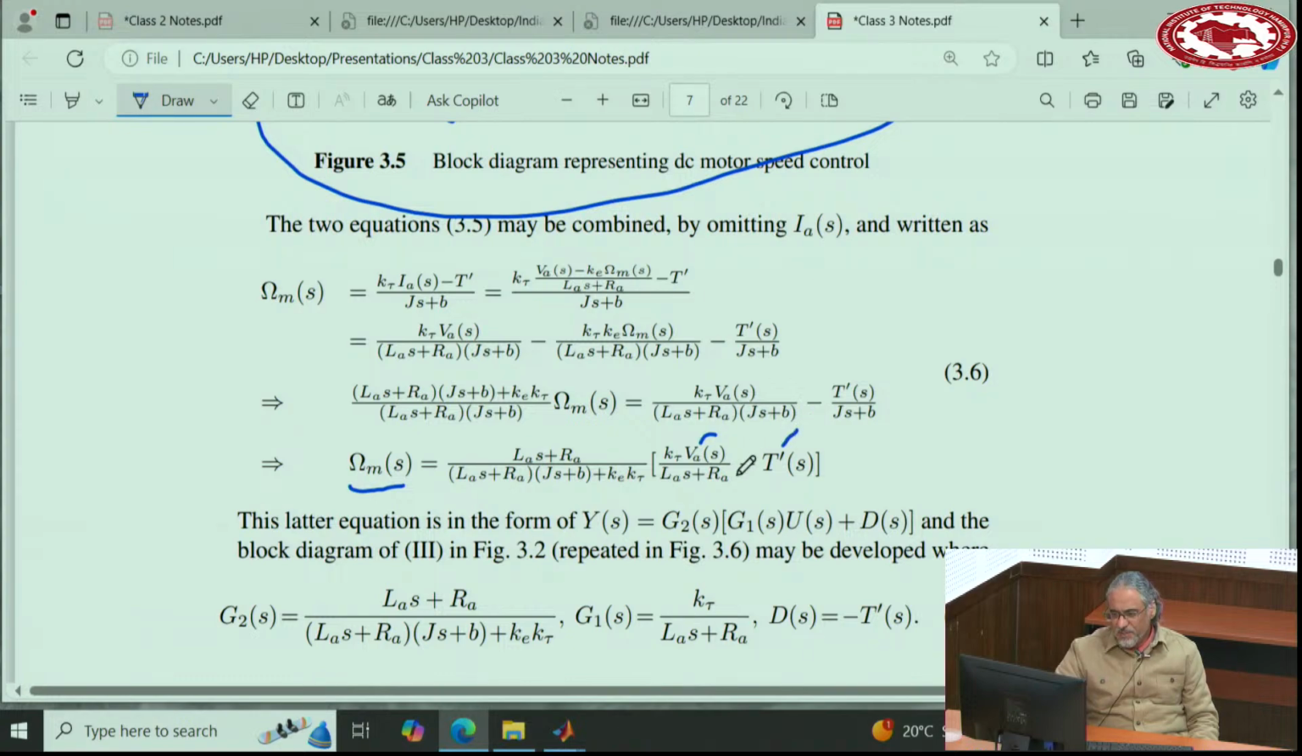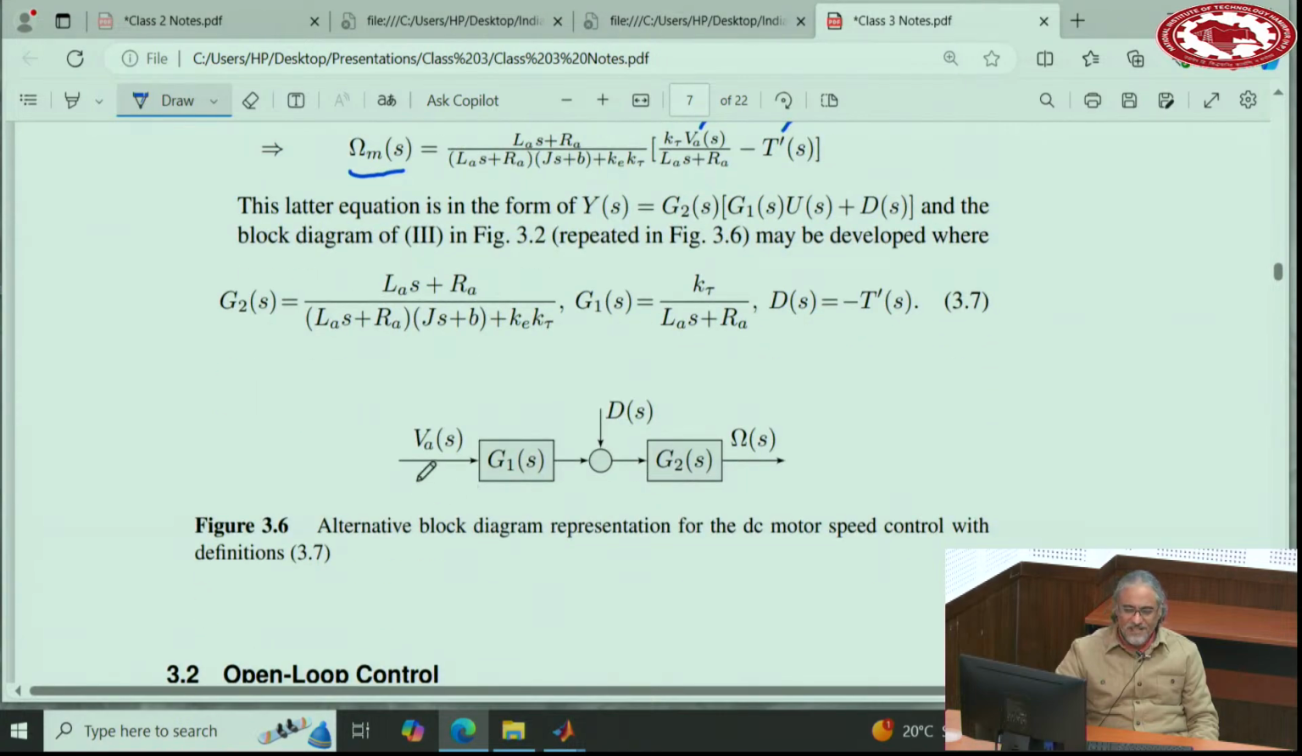Now this equation, you can put it together in this form. VA into G1, that's this one, plus disturbance, and that disturbance is the negative of the load torque, multiplied into G2, that gives you the speed. So you remember, we've told you before, there are three ways of modeling the disturbance, either at the input or the output or somewhere in the middle. This is basically somewhere in the middle for this system. For converters, sometimes this disturbance is at the input, sometimes output, sometimes in the middle, depending on the type of converter that we use.